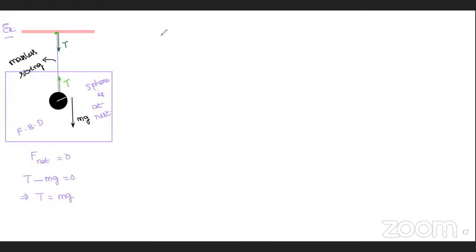Okay. So I am writing here the use of FBD in a system of many masses.